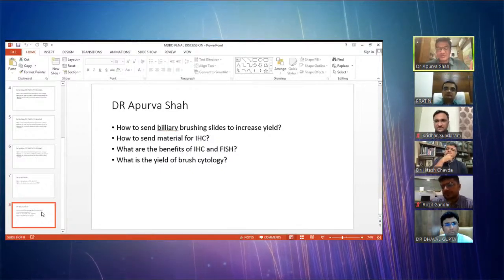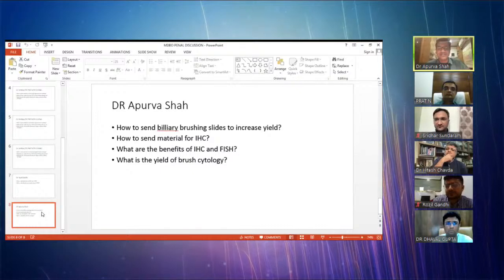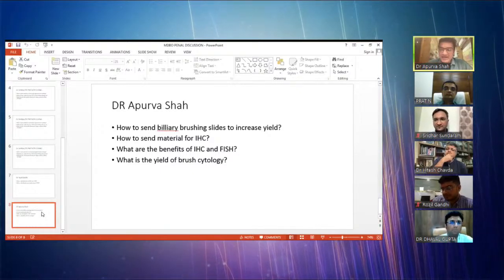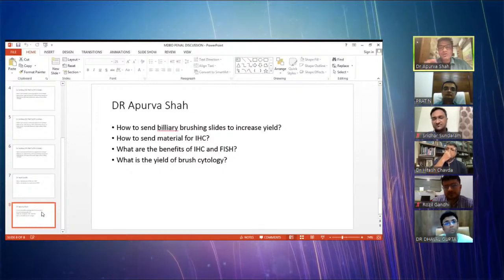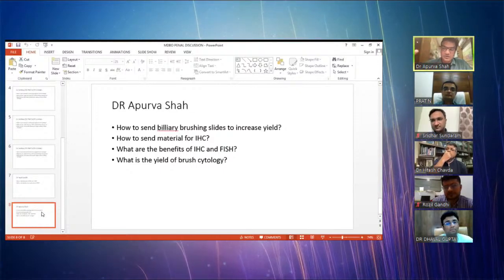Nothing should be added to the smear. So at right smear, we do Leishman and Giemsa stain. Then for malignancy, we always do Pap stain. So those smears need to be fixed with alcohol. So alcohol-fixed smears are required to diagnose malignancy.